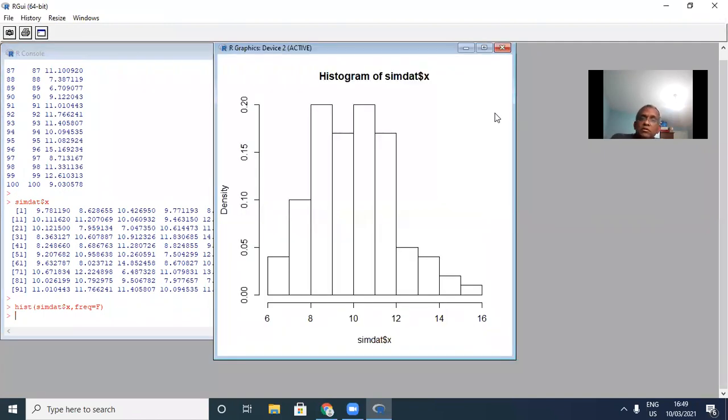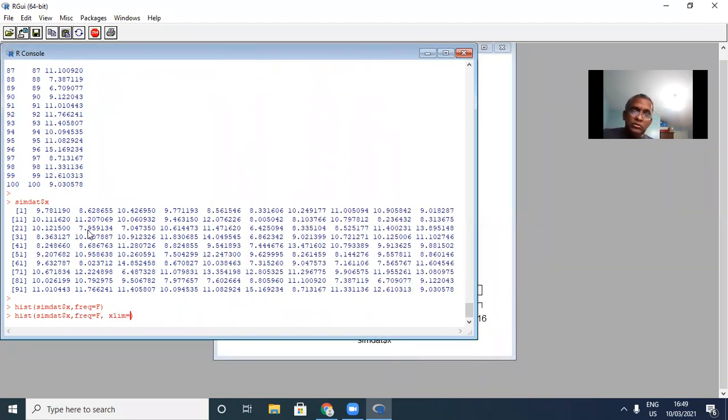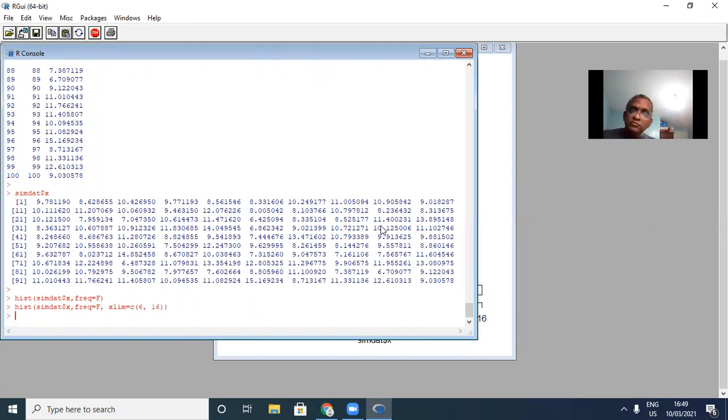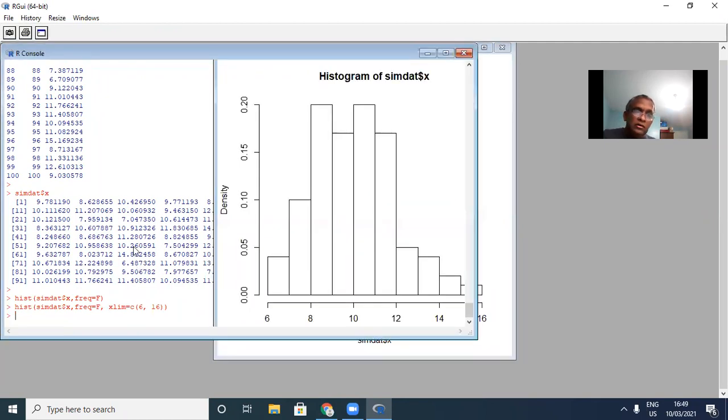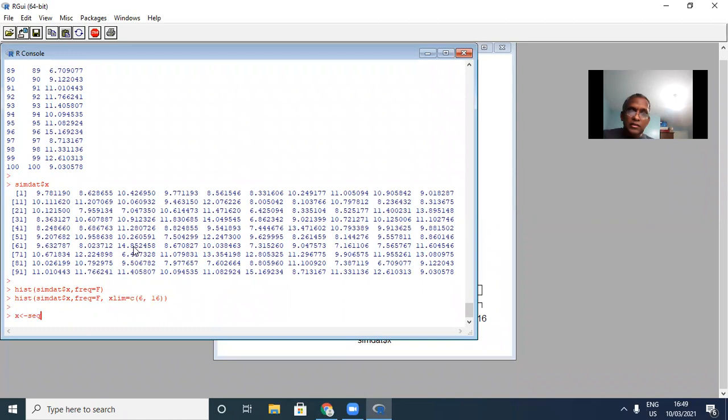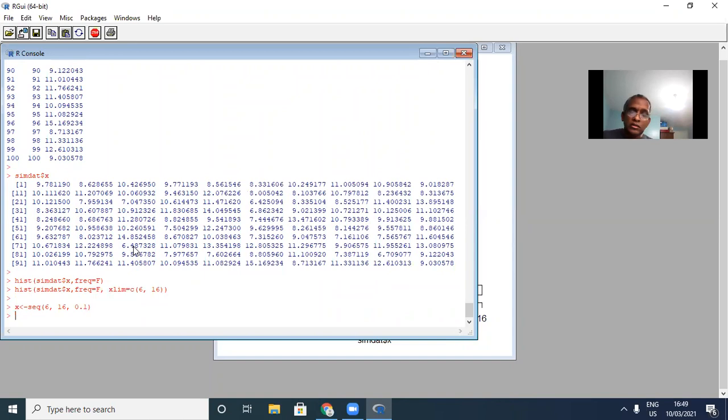So this is the frequency of the data that I just read. As you can see, the x-axis goes from 6 to 16. So let me define xlim to be from 6 to 16, right? So that's what you see. The next thing is you define a sequence of x's to go from 6 to 16, say in steps of 0.1, and then you define y to be the density of the normal at x with mean equal to 10 and standard deviation equal to 2.